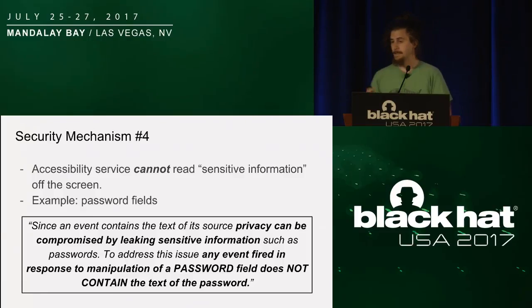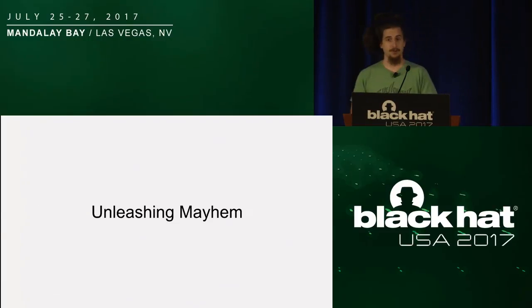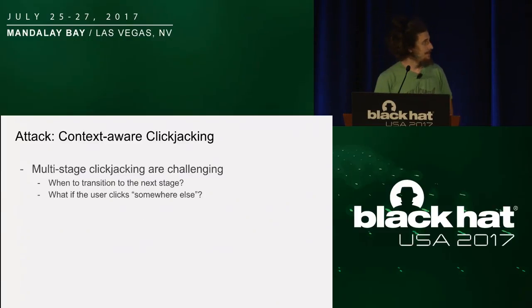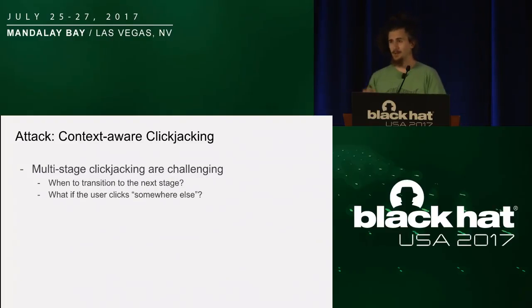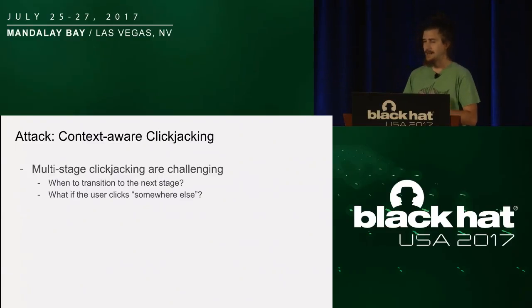Okay? Good. Now I'm ready to show you what we found. I'm going to start with an attack we call context-aware clickjacking. And clickjacking can be tricky when you need to have multi-stage settings. The question is, where did the user click? Should I move to the next stage or not? And things like this. So what if the user clicks somewhere else? Do I need to reset myself? So there are a number of uncertainties that might arise.